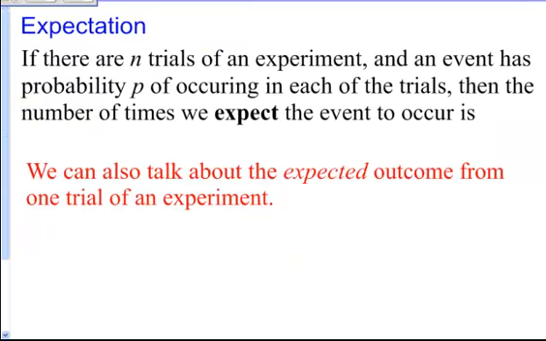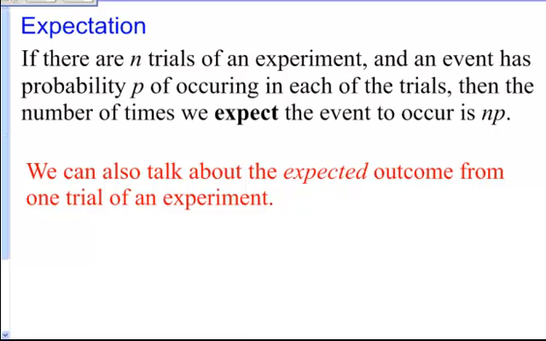So the expectation, okay, so we're kind of finding the expectation, what we would expect it to be. So for the expectation, there are n number of trials in an experiment, and the event has the probability of p occurring. So our probability on that last one was 1/6 or 5 over 36. Our trials were 120. So then the number of times that we expect the event to occur is going to be n times p. So that's what we were just doing. So we were finding out the expected number of times this event occurs.